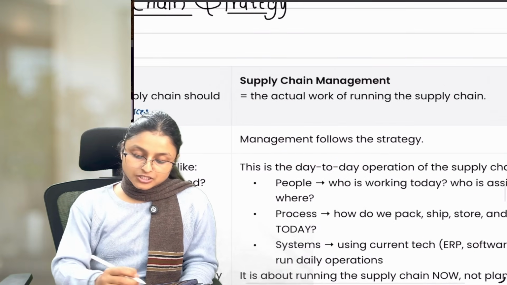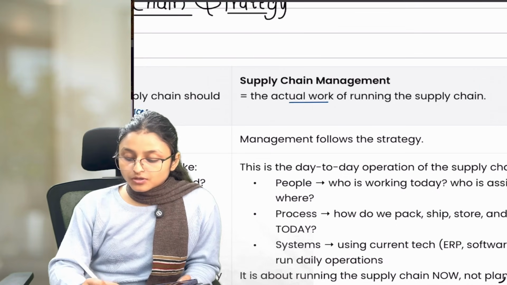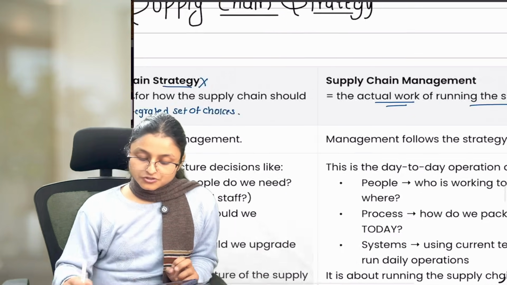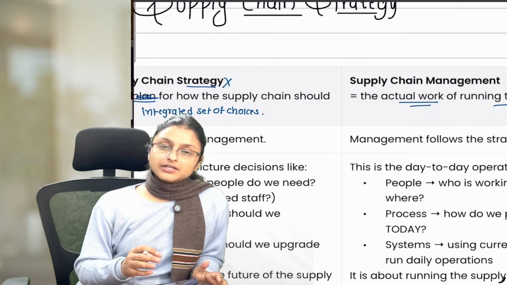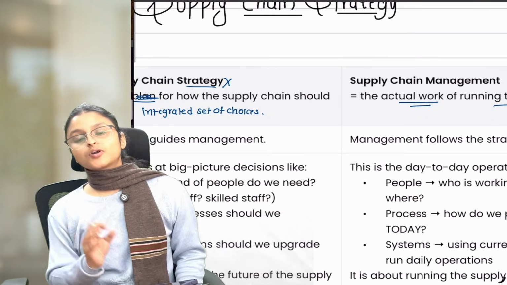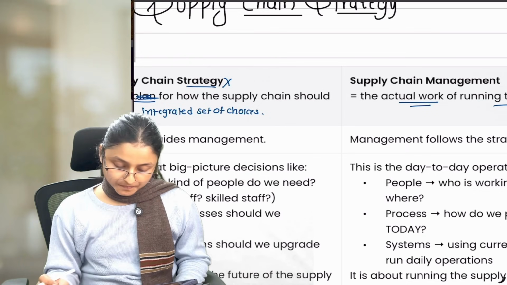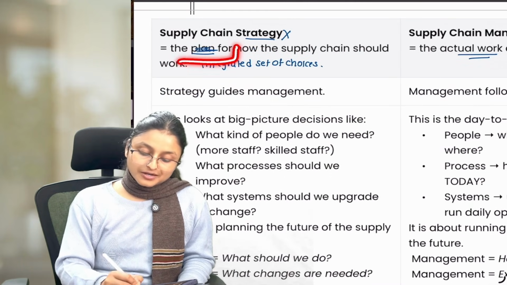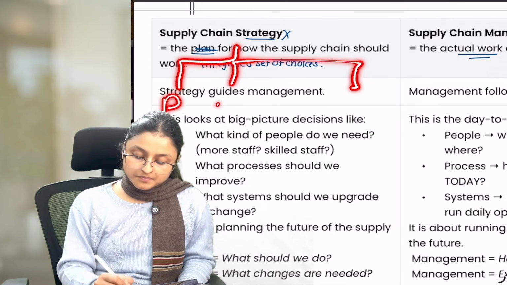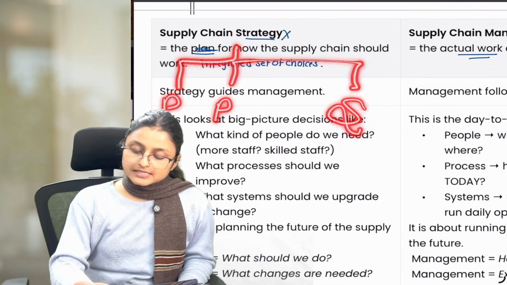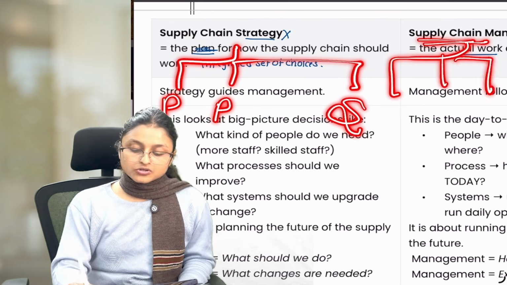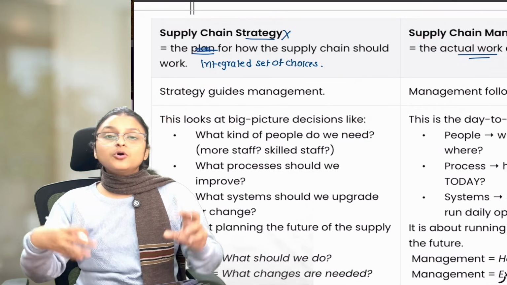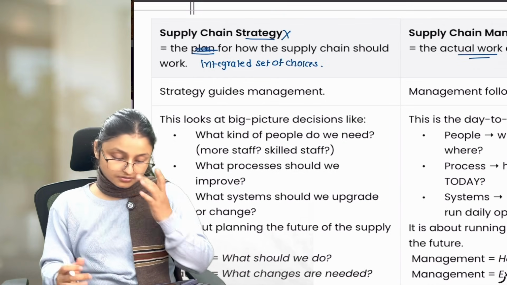Strategy provides guidance to the management and management follows the strategy. What is supply chain management? Management of actual work of running the supply chain is known as supply chain management. So, strategy will be made first and management will follow what all strategy has provided to it. Next. In supply chain strategy also, our main focus is three things: people, processes and systems. In supply chain management also we focus on three things, that is people, process and system, but both of them look at those things in a different manner.